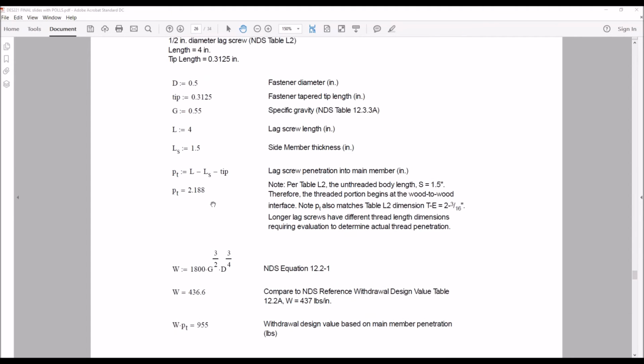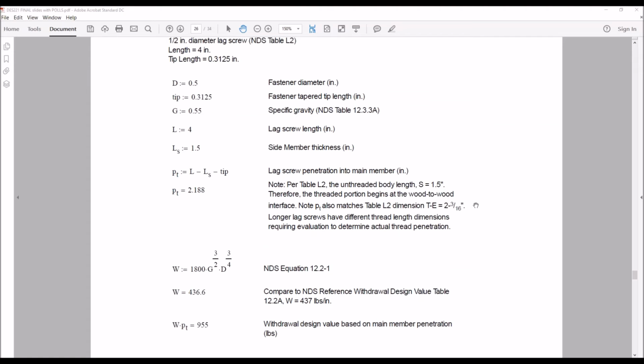So going down back here again, our penetration, we calculate all those, and it sums to 2.188 inches. This matches the T minus E dimension that is in table L2. So what that T minus E dimension represents is the total thread length minus the tip length for that lag screw. So that's what that represents.